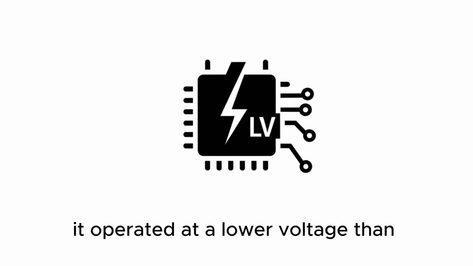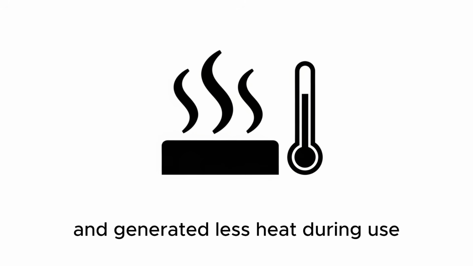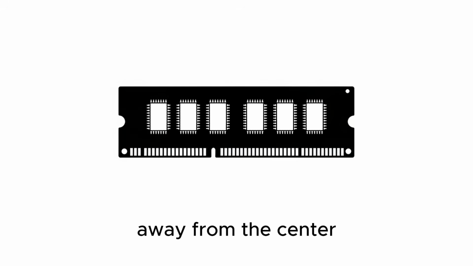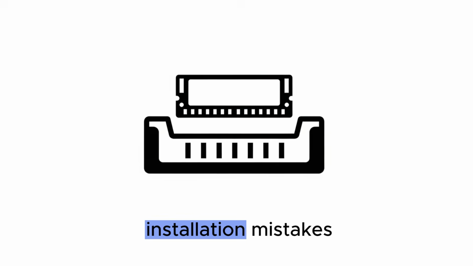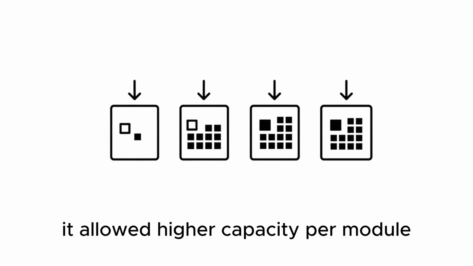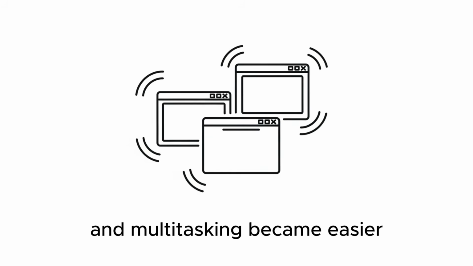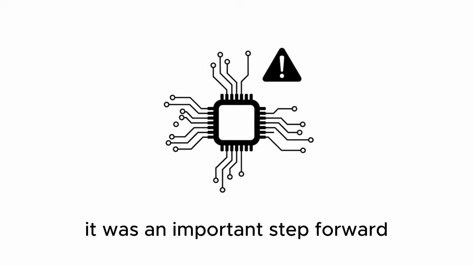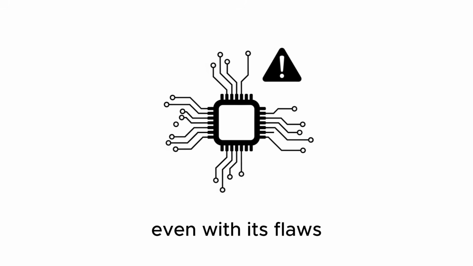It operated at a lower voltage than DDR1 and generated less heat during use. It used more pins, and the notch was moved away from the center, which helped prevent installation mistakes. It allowed higher capacity per module. Computers felt more stable and multitasking became easier. It was used across an entire generation of PCs. Today, it is completely obsolete. It was an important step forward, even with its flaws.